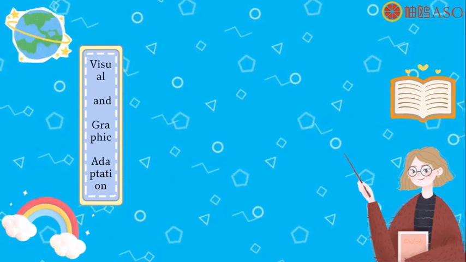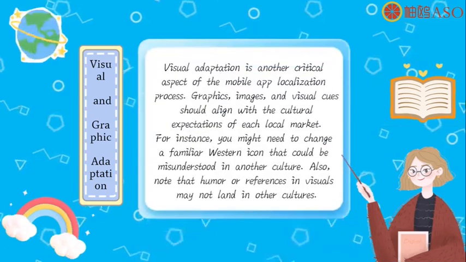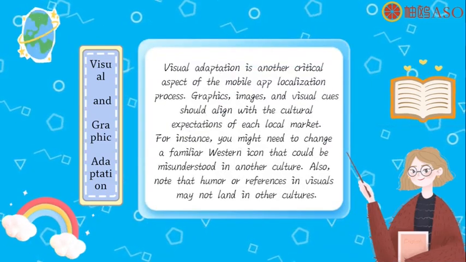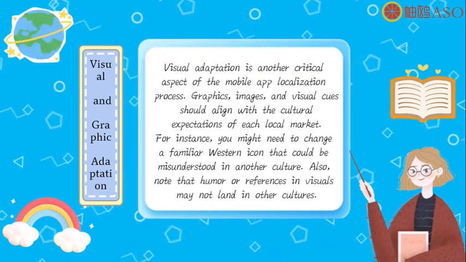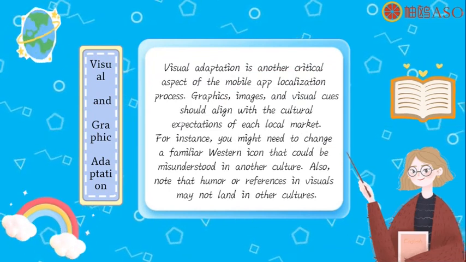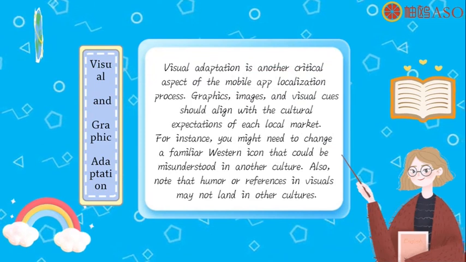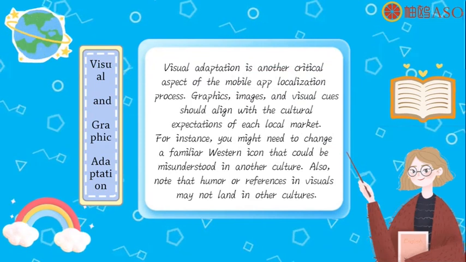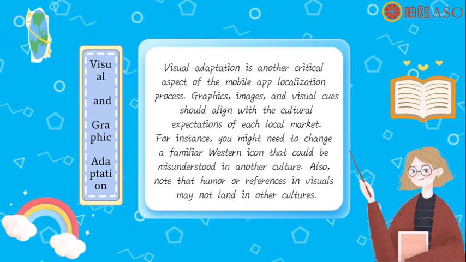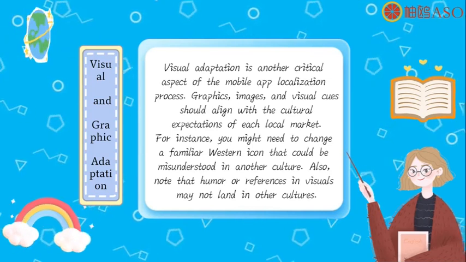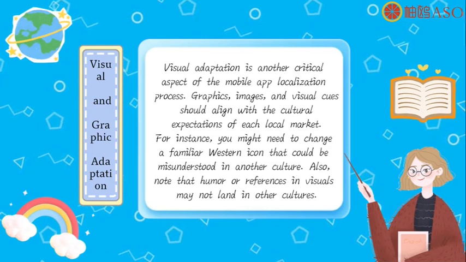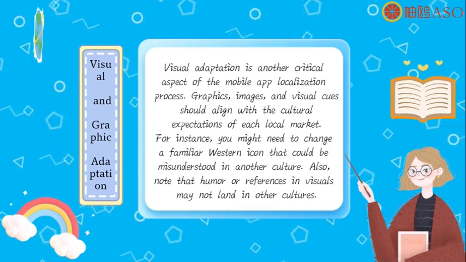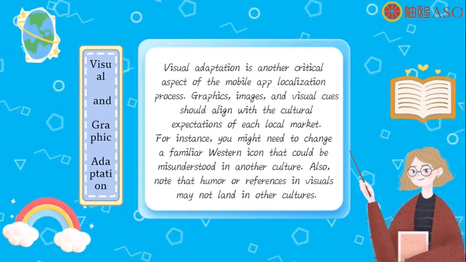Visual and graphic adaptation. Visual adaptation is another critical aspect of the mobile app localization process. Graphics, images, and visual cues should align with the cultural expectations of each local market. For instance, you might need to change a familiar Western icon that could be misunderstood in another culture. Also, note that humor or references in visuals may not land in other cultures.